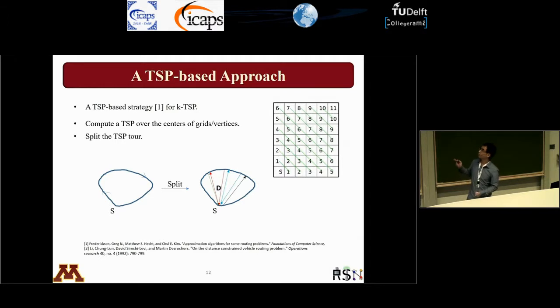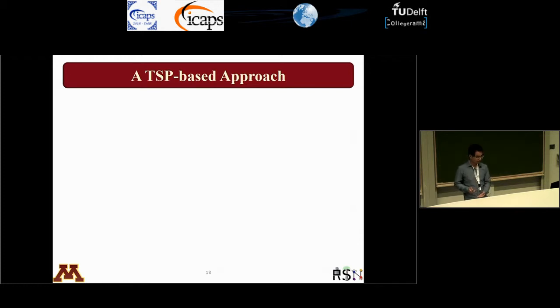The robot follows this tour, and when the energy is just enough to return to the charging station, the robot retreats to get fully recharged. Then the robot goes back to the TSP tour and continues following this tour. So let's see how this method works.